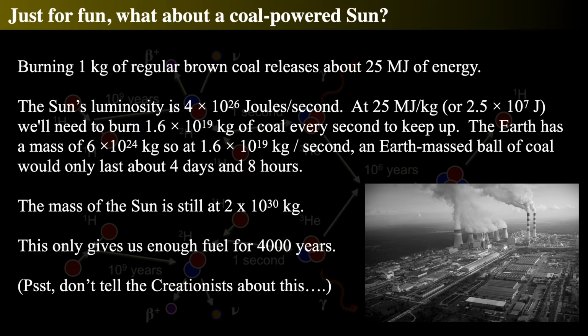So let's take a second back and take one of the great things that happened in the latter part of the 19th century, and that is the great industrial revolution, because of the discovery and the use of coal-powered burning all across Europe. And let's pretend for a second that we've got a coal-powered sun. So if you burn a kilogram of just regular old brown coal, that's about 25 megajoules of energy. Remember, 1 joule per second is 1 watt.